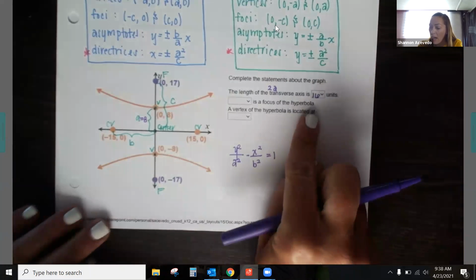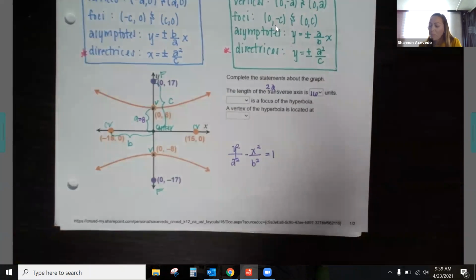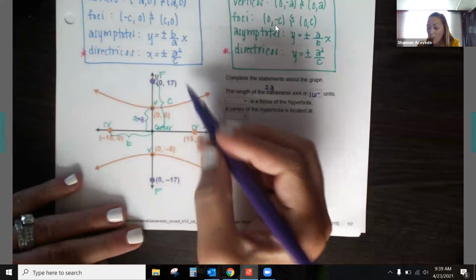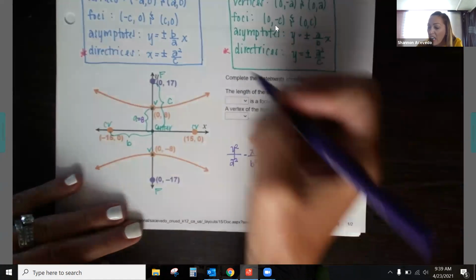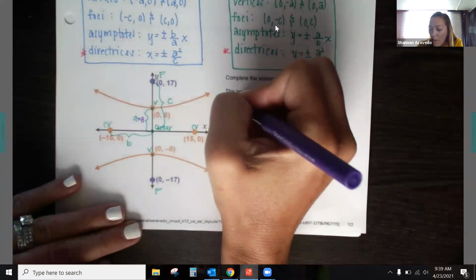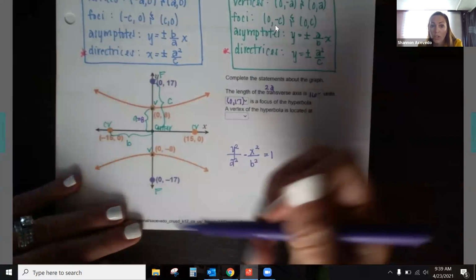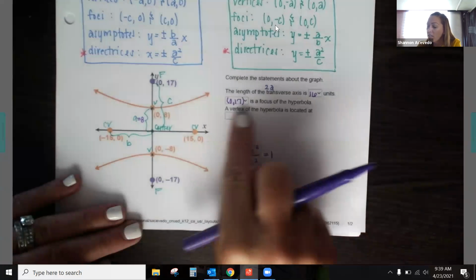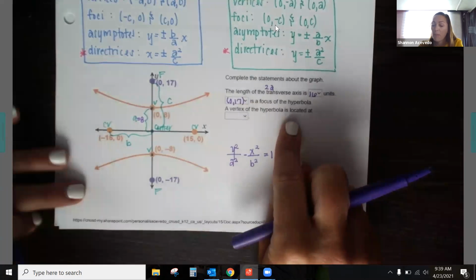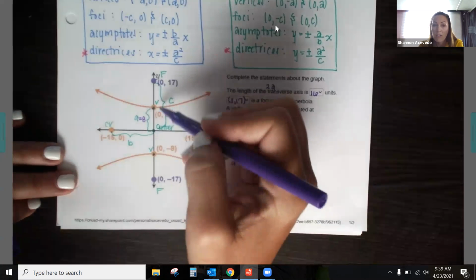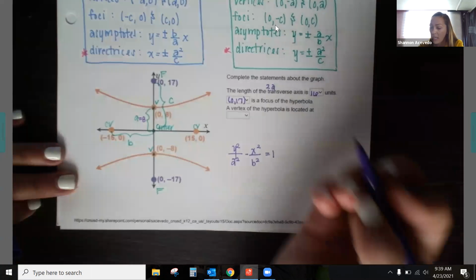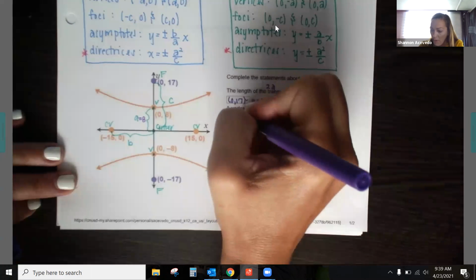Blank is the focus of the hyperbola. So it's a drop-down menu. There's actually two: (0, 17) and (0, negative 17). The answer that they have for you to choose from is (0, 17). So there's two of them, but they only give you one correct option to choose from. And it says the vertex of the hyperbola is located at, and same thing. You have two of them, but only one correct option to choose from. In this case, it was going to be your (0, 8).